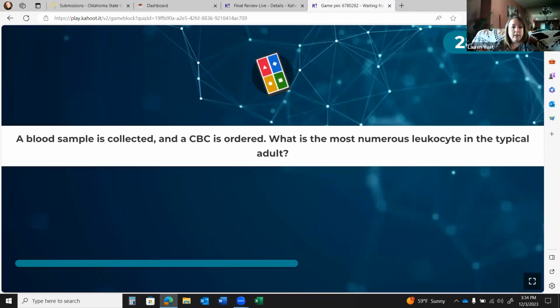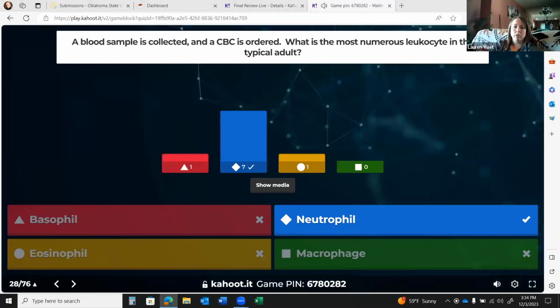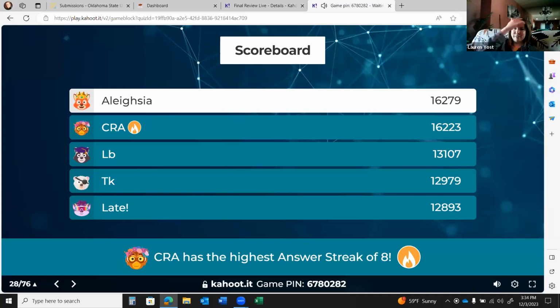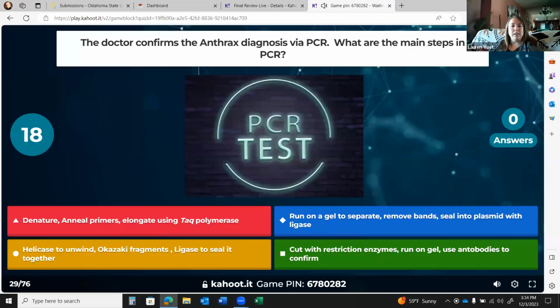So blood samples collected, and we order a CBC. What is the most numerous leukocyte in a typical adult, if you were to order a CBC? Yep, neutrophil. Great job. So yeah, it's going to be the neutrophil. It's a granulocyte. The doctor confirms the anthrax diagnosis via PCR. So what are the main steps in PCR?